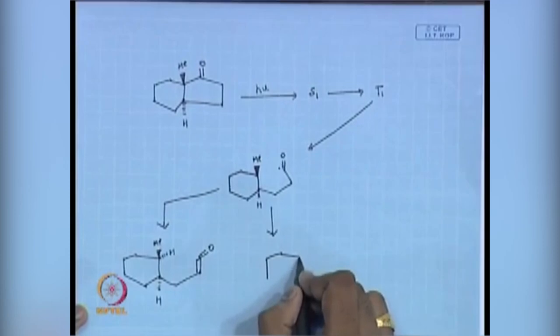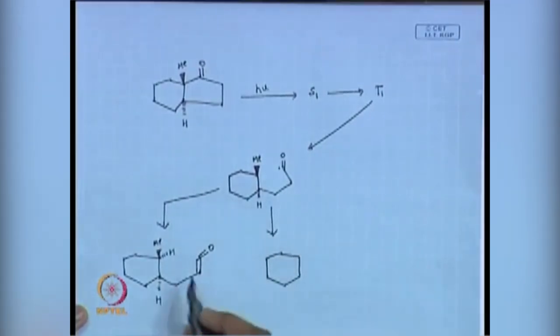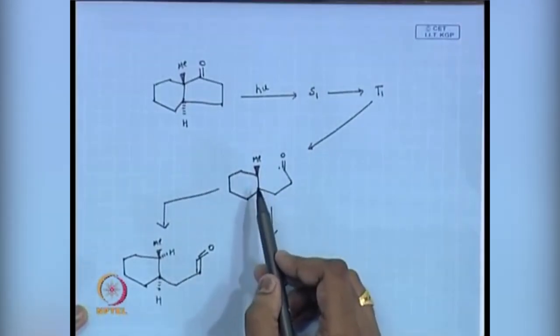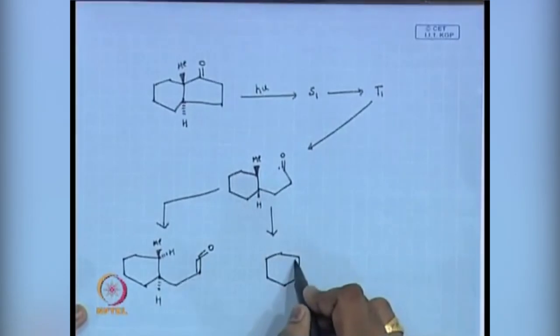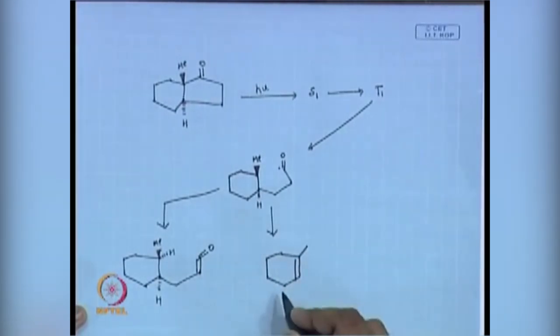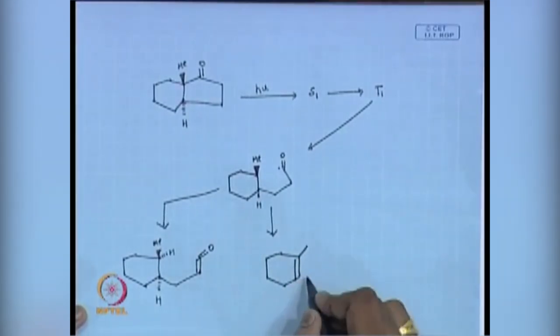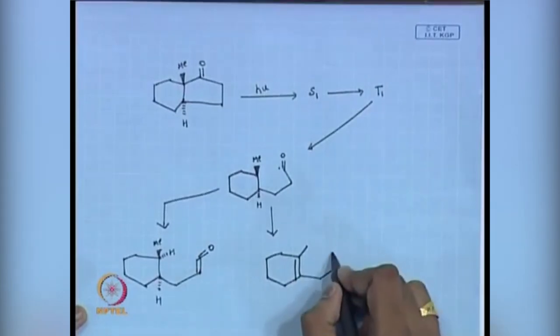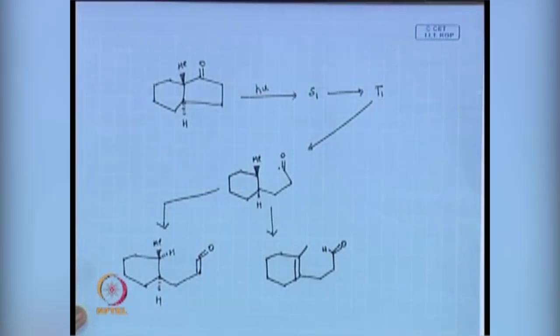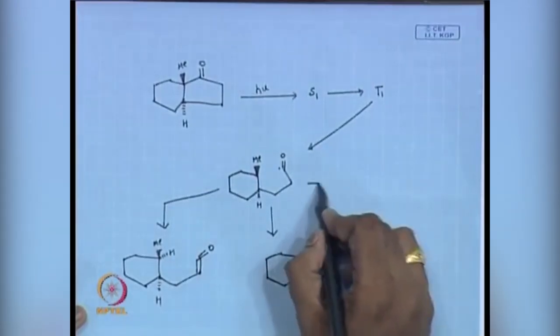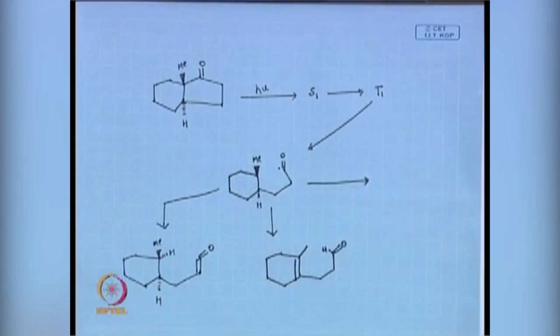Or I can look for the acyl radical abstracting a hydrogen. Is that possible, to give me an alkene? Because you can get a nice alkene then. And get an aldehyde like this. See, it can undergo a bond rotation now. Okay. And then it can recombine.